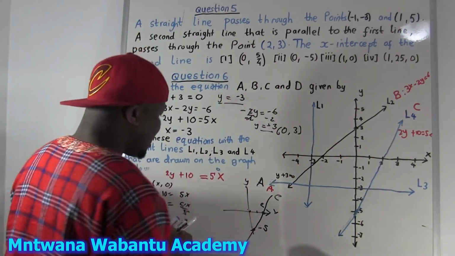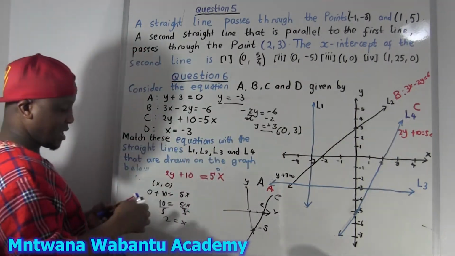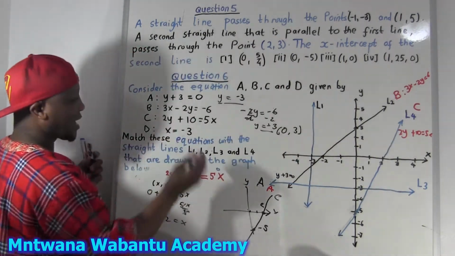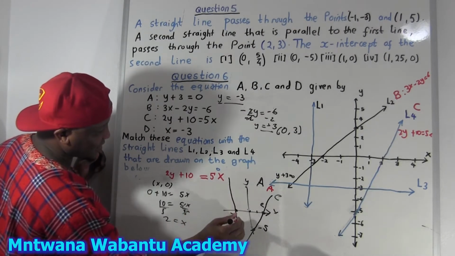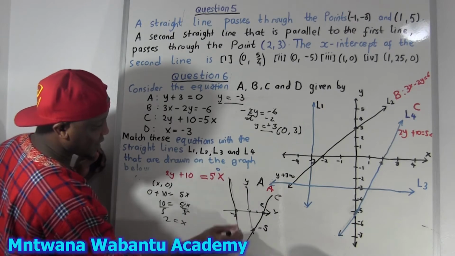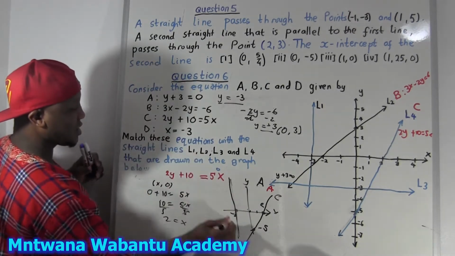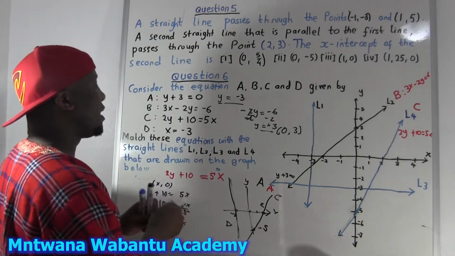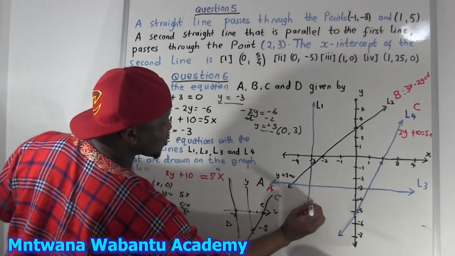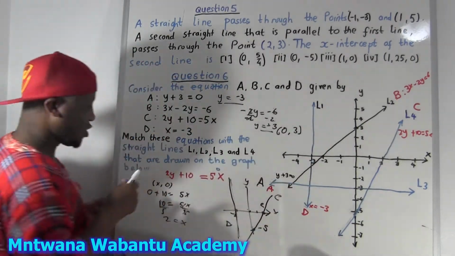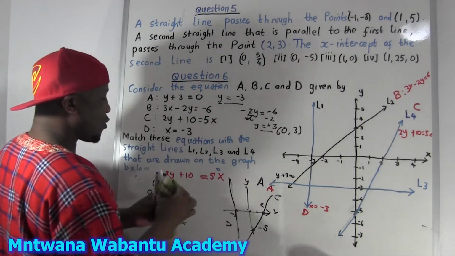Okay, the last one is easy. They just say x equals negative 3. x equals negative 3 means it's going to cut at negative 3 here, on the x-axis. It's going to come and cut at x equals negative 3. So this is D. Question D, which is x equals negative 3. So now we have all the equations.